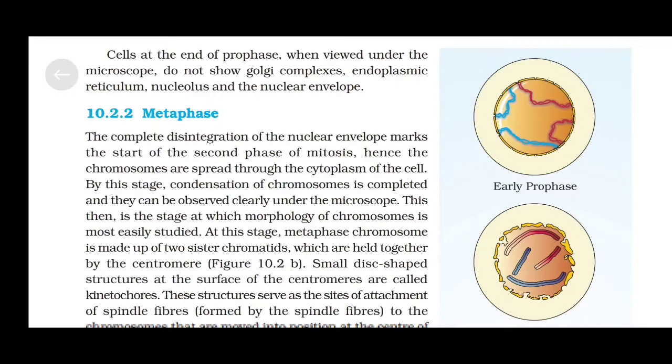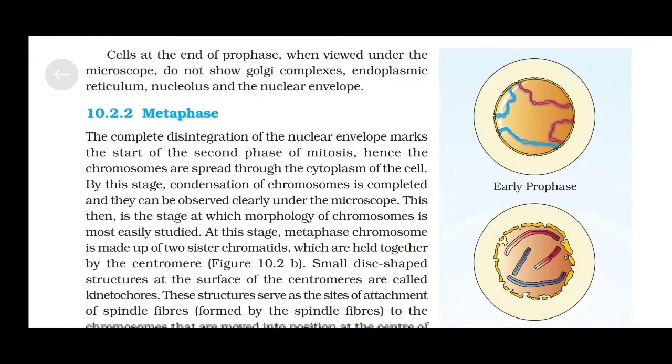and nuclear envelope. Metaphase. The complete disintegration of the nuclear envelope marks the start of the second phase of mitosis. Hence, the chromosomes are spread through the cytoplasm of the cell. By this stage, condensation of chromosomes is completed and they can be observed clearly under the microscope. This then is the stage at which morphology of chromosomes is most easily studied. At this stage, a metaphase chromosome is made up of two sister chromatids which are held together by the centromere.